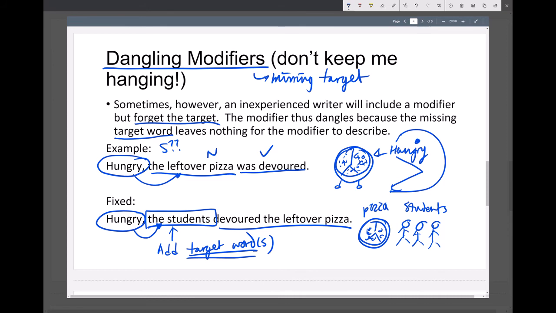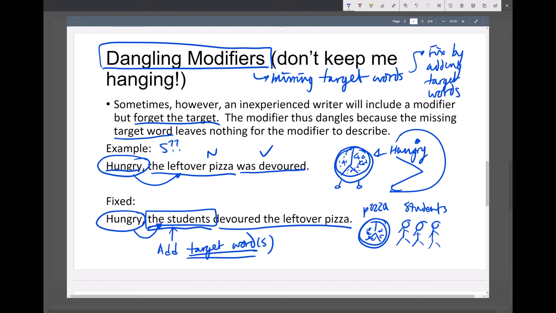Here you notice, again to review, the hungry goes right next to leftover pizza. But we're really talking about people. So you need to add students or something, or the people. And that's called a dangling modifier. You're missing the target words, and so to fix it, you would need to add the target words, your intended subject or object.